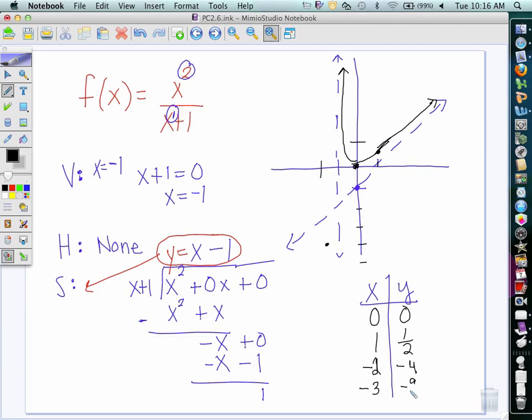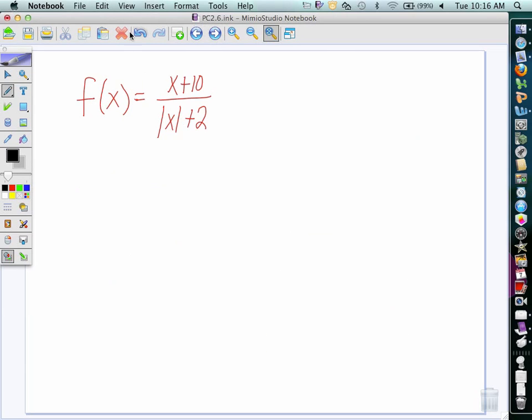-3 would be 9 over -2, which is -9/2, -4.5. Plot the point. And you can also see that this curve will come in and go towards both of those asymptotes. All right, there's an example of having a slant asymptote along with a vertical asymptote, but no holes.